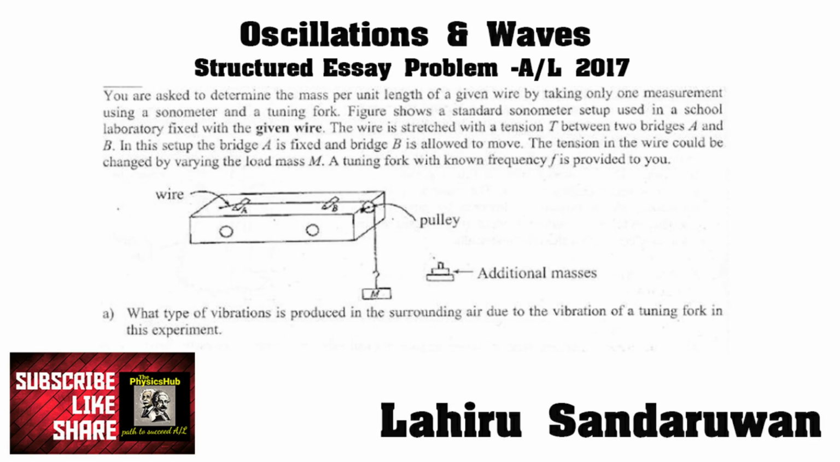The wire is stretched with a tension T between two bridges A and B. In this setup, bridge A is fixed and bridge B is allowed to move. The tension in the wire could be changed by varying the load mass M. A tuning fork with unknown frequency is provided to you.